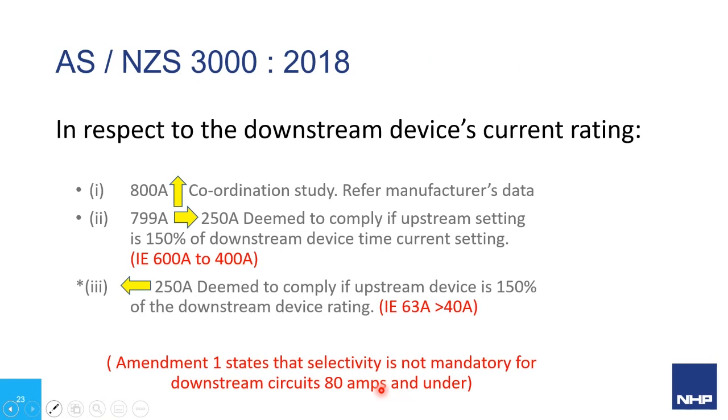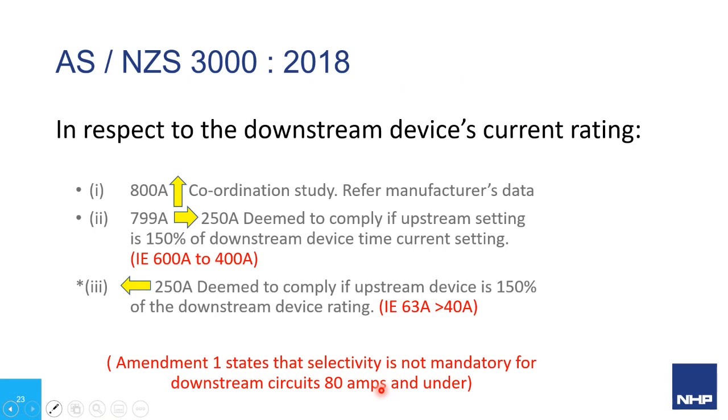The time current coordinate sheets that I showed you a bit earlier are a screen print of NHP's 10 curve selectivity program, and along with data which has been produced in table form, this is what the manufacturer's data is referred to in AS 3000 as needing to be referred to above 800 amps.